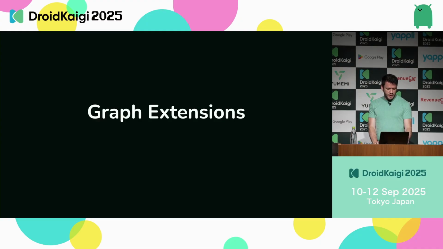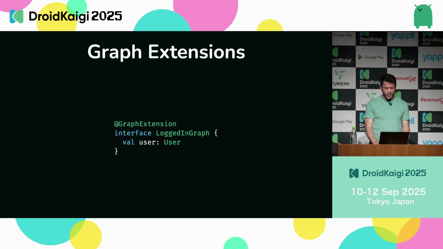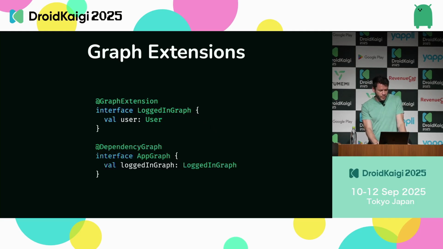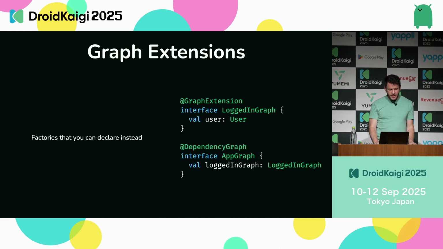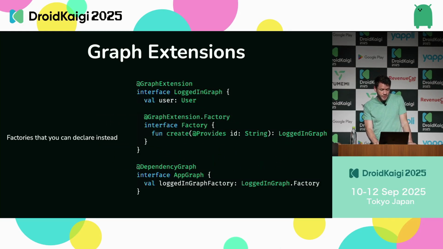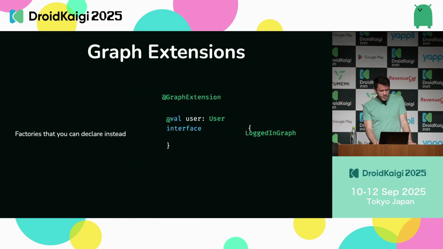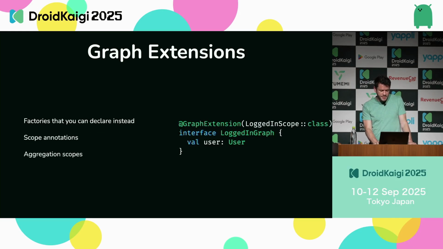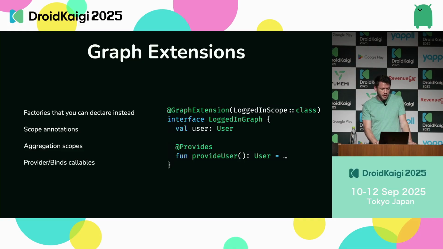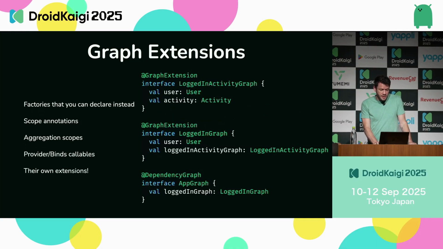The last thing I want to cover in this prolonged primer is graph extensions. If you're familiar with Dagger subcomponents, this is the same concept, but with a hopefully more obvious name. Graph extensions are graphs that extend other graphs. You declare them with @GraphExtension and then declare an accessor for them in their parent graph to tell Metro to generate them. Like regular graphs, graph extensions can also have factories that you can declare instead. The parent graph can also implement these factories. They can have scope annotations. They can have aggregation scopes. They can have provider and binds callables. And they can even have their own chained extensions.